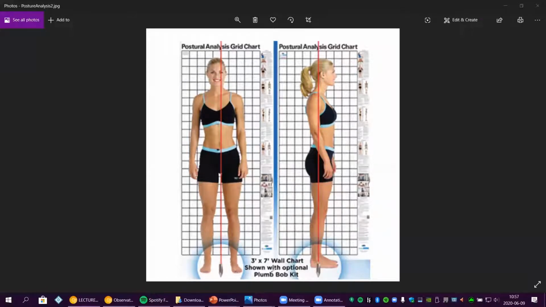Just imagine being this model for this posture assessment, knowing that multiple people across the world are going to use her as an example. I'm hoping they told her to stand off.